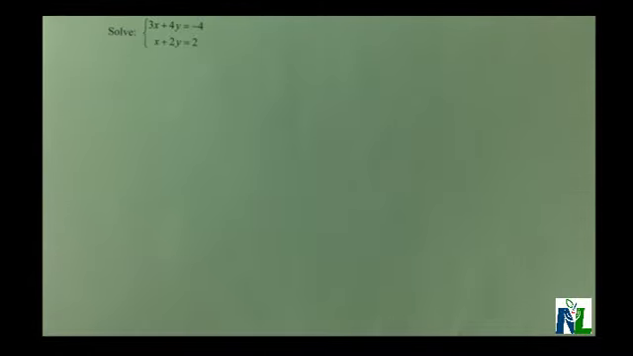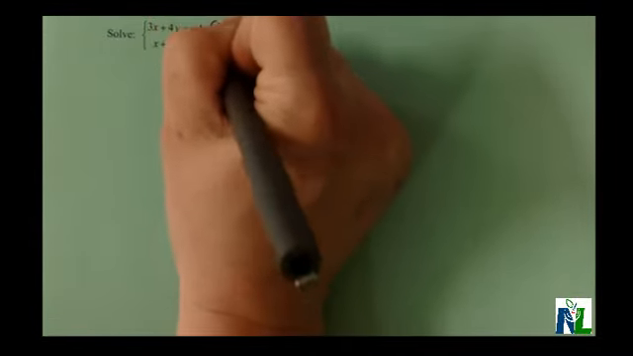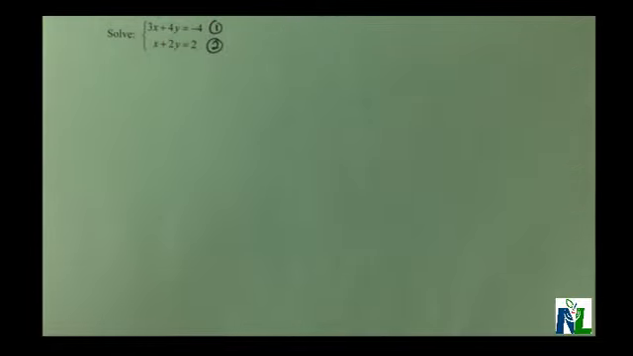Let's look at this system. It contains two equations which I will label equation 1 and equation 2. When using the substitution method, the first step is to isolate a variable in one of the equations. You should try to choose the variable that is easiest to isolate.